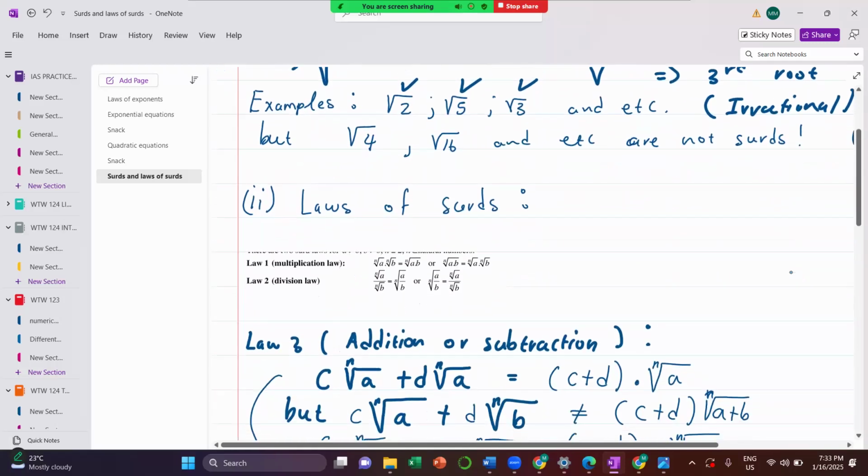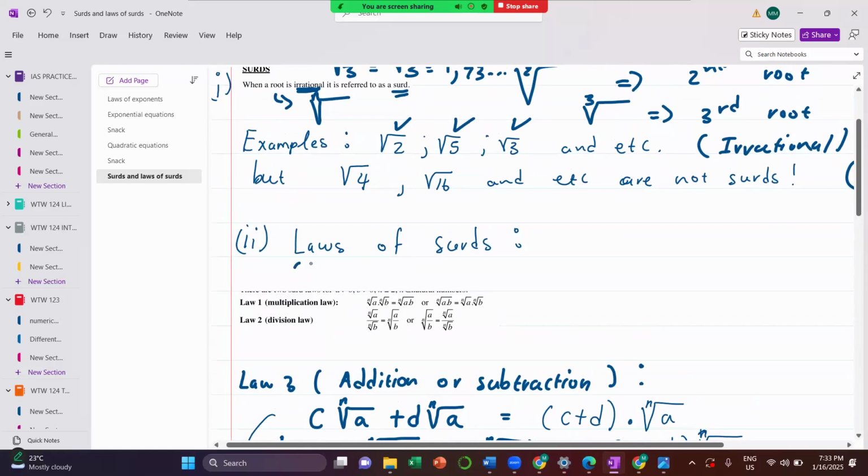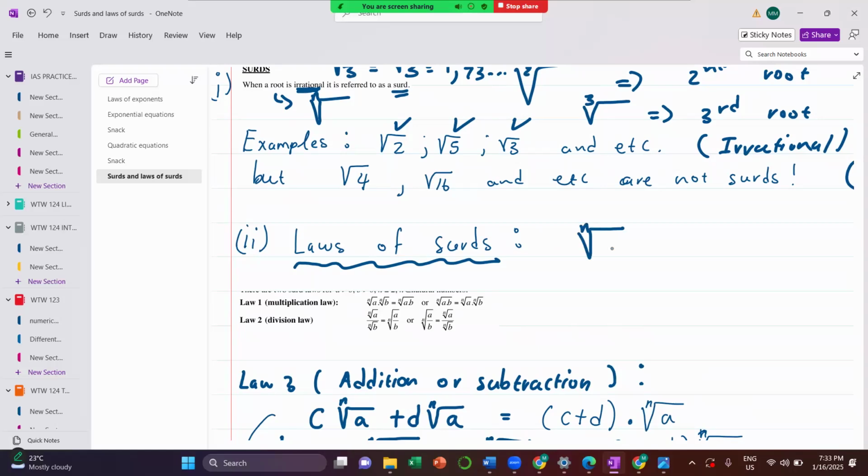Okay. So now let's move on to what we call laws of surds. So just like exponents, surds also have laws. And think of it like this. If I have an nth root of, let's say, a, if you express it in exponential form, it's going to be a to the exponent of 1 over n.